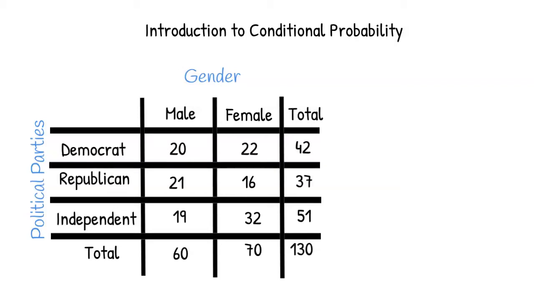In this video, we'll be introduced to the concept of conditional probability. Conditional probability is the chance that an event will occur given that we know another event has occurred.